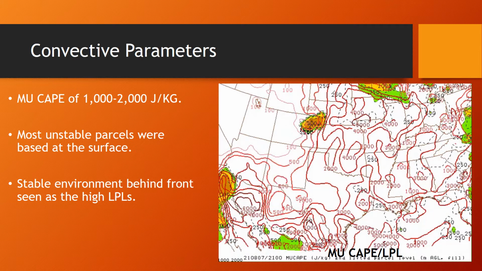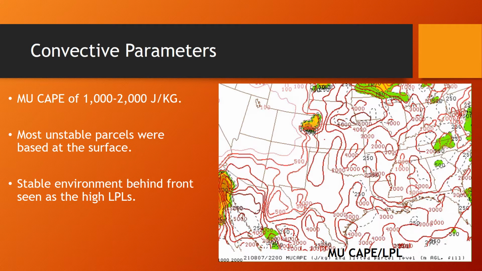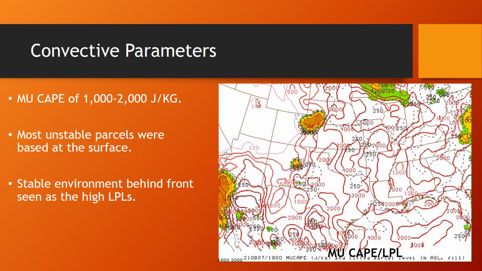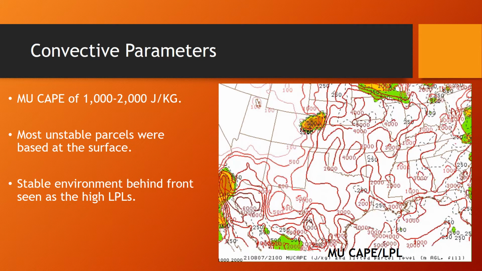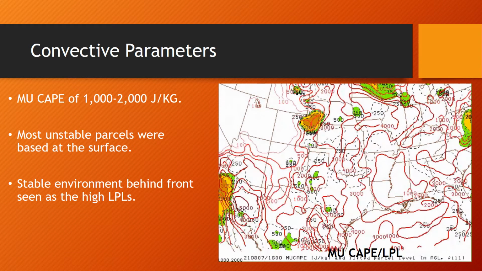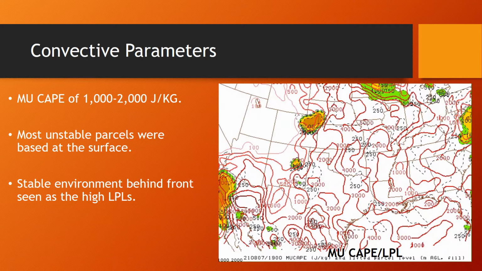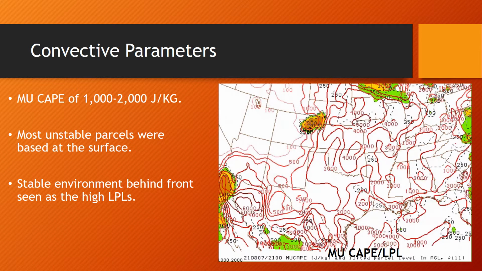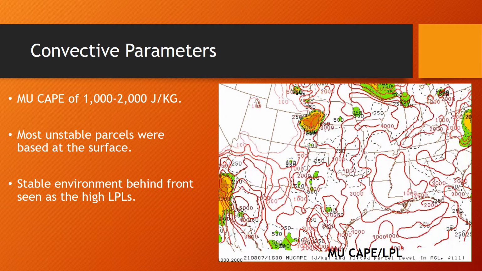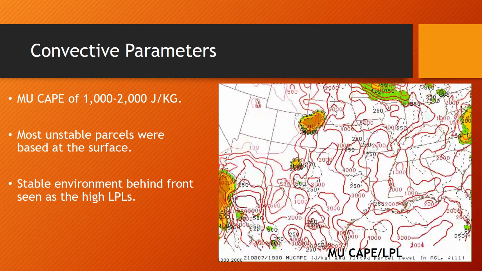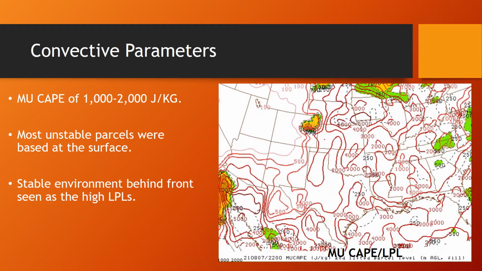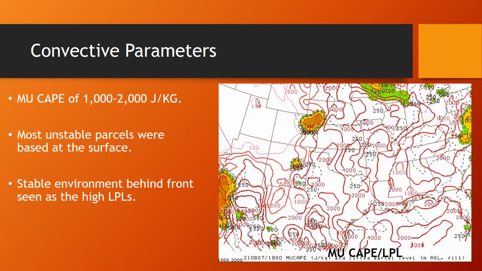Looking at most unstable CAPE, similar story, about 1 to 2,000 joules of CAPE that were available. The image we have here is a lifted parcel level. And the lifted parcel level is the level in meters at which the air parcel is the most unstable. So a white background indicates that the surface level is the most unstable for a given parcel. The higher you go, the warmer the colors are.